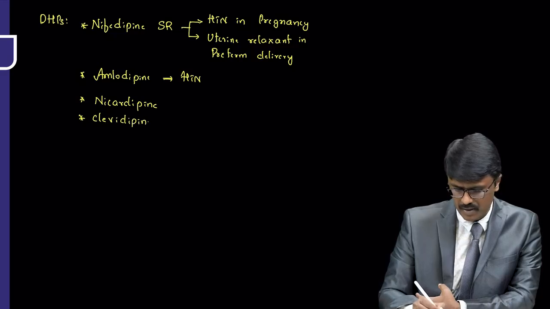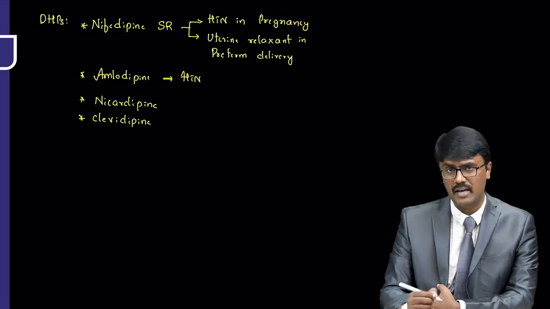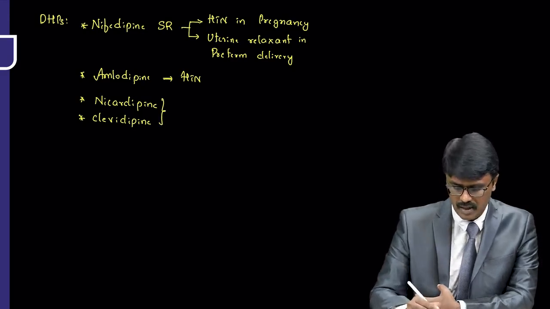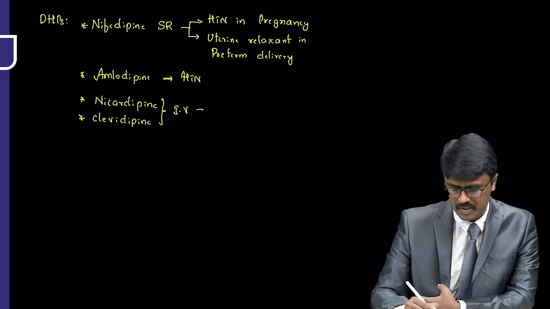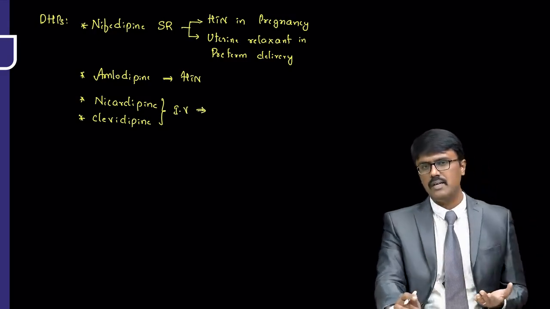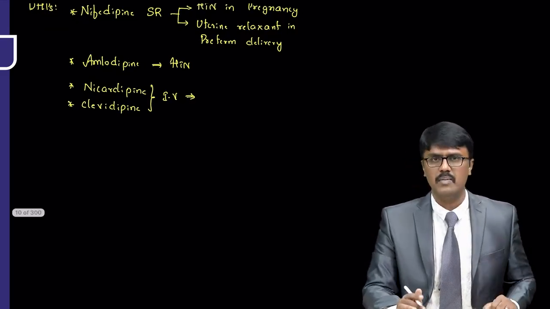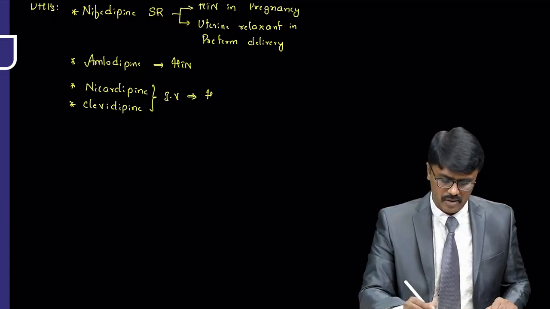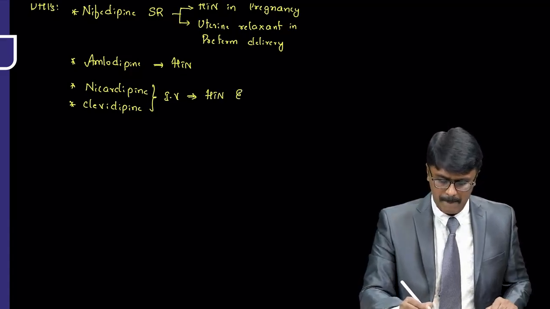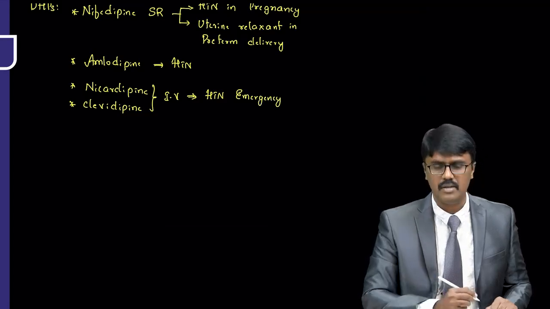Nicardipine and clevidipine. Nicar and clevi, these are IV preparations. Now, obviously, when the drug is IV, we cannot give it to the patient every day for hypertension. So we use it in emergency. These are the drugs used in hypertension emergency.